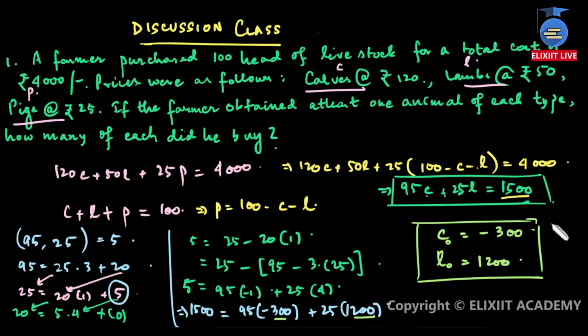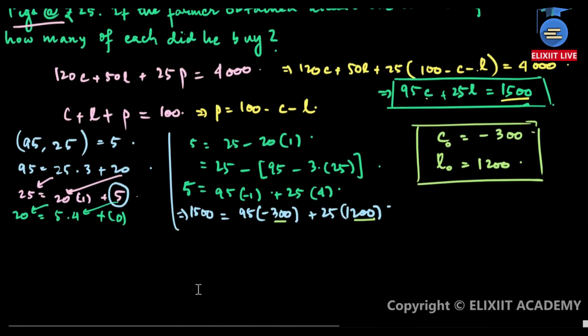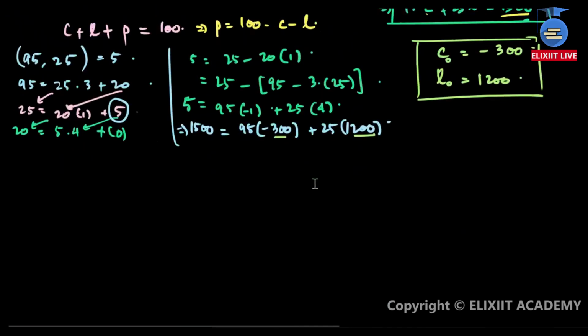You need to find their positive solutions. What do we do for positive solutions? We find the general solution and make it greater than 0. So find the general solution. What is the general solution? If you remember, that is fine.